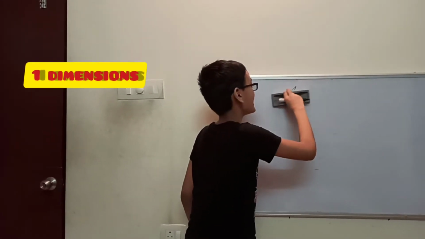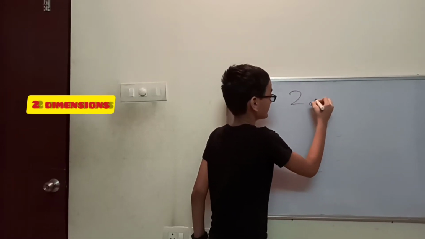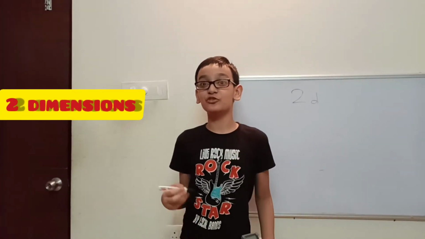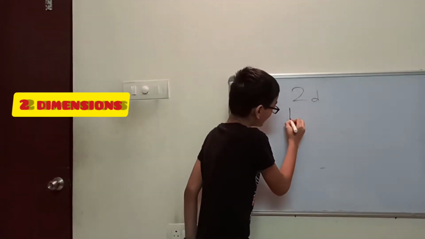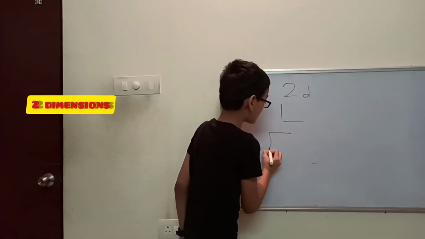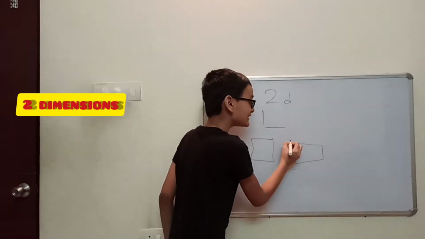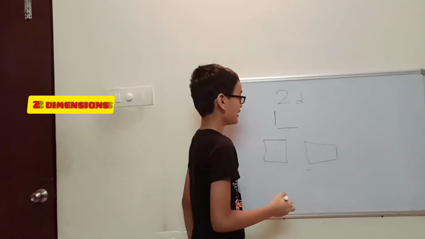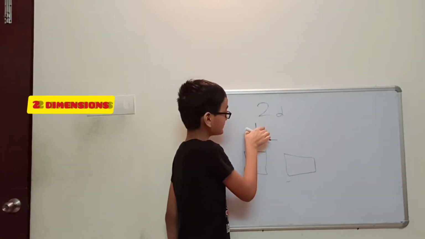Now the second dimension is 2D, which are like 2D movies. 2D consists of breadth and length. It can be like a square, like a rectangle. A rectangle has a length, it also has a breadth, so it's a 2D shape. For a 2D shape, we need to have a length and a breadth.